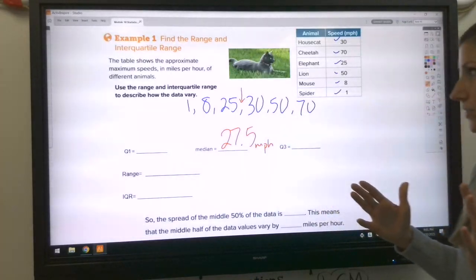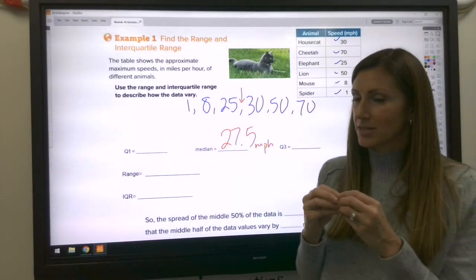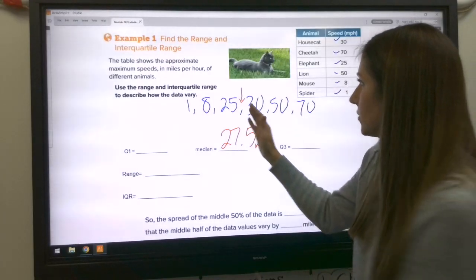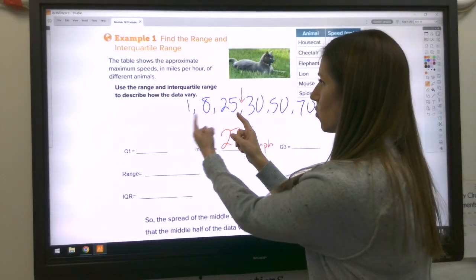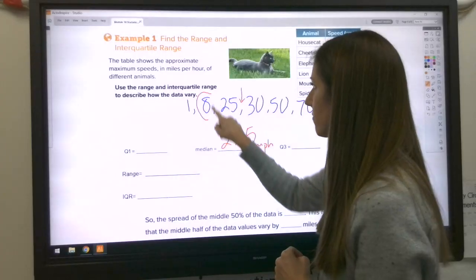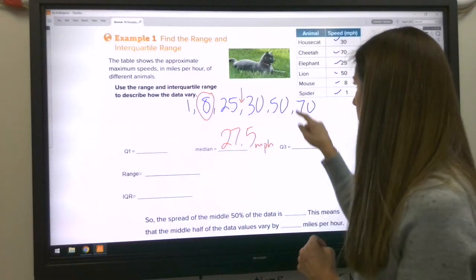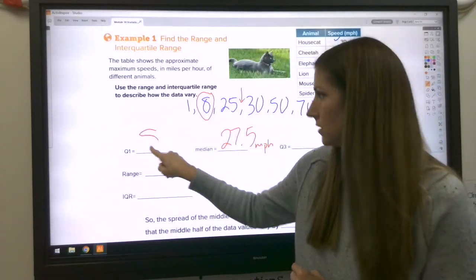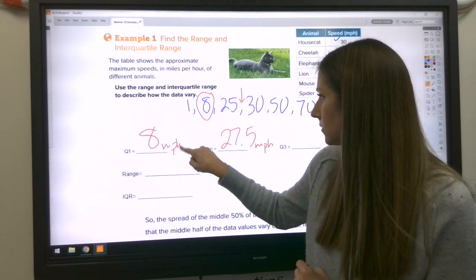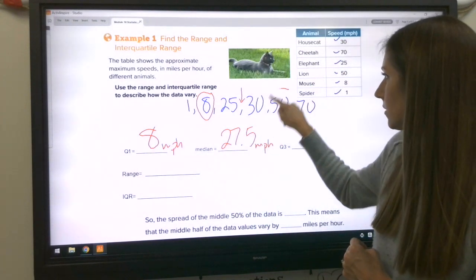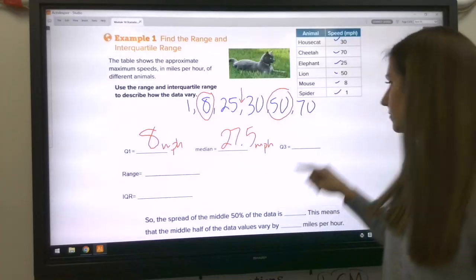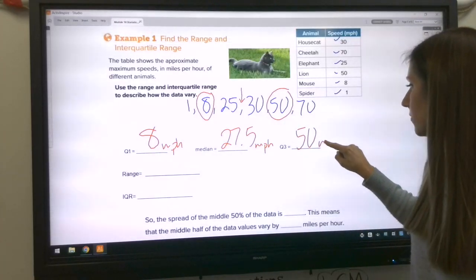Now that we have this median in place, we can then find our quartiles. So what quartile did you find? This one's easier because there is a dead set middle of it. So in between, we have a 1, an 8, and a 25. I found that quartile. Quartile 1 is 8 miles per hour. And quartile 3, 50 miles per hour.